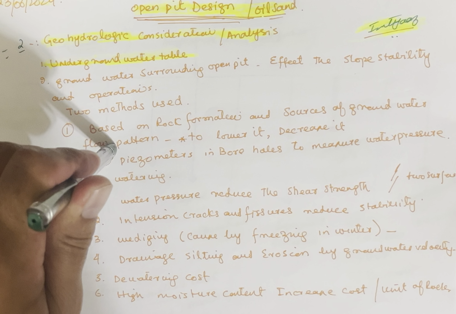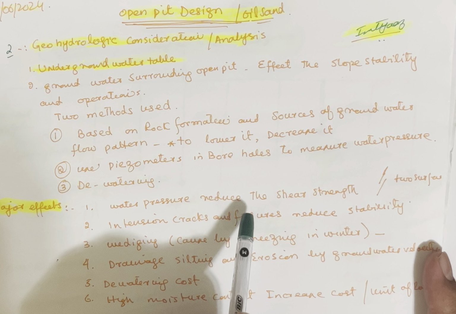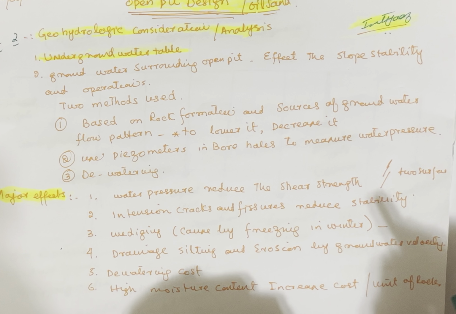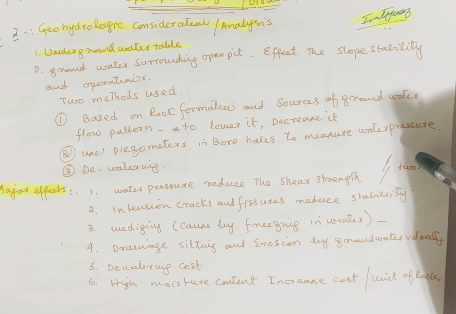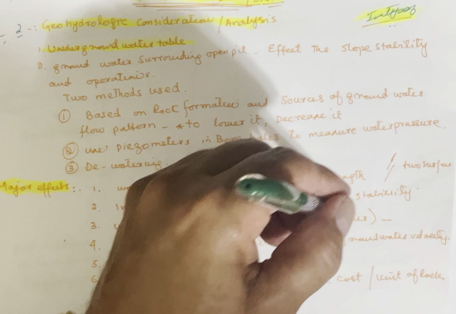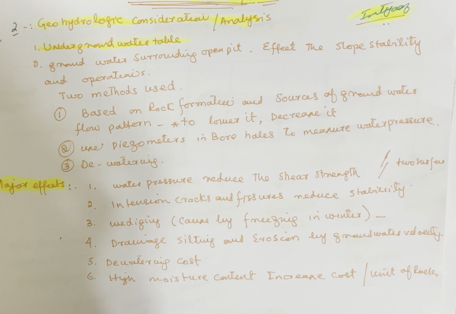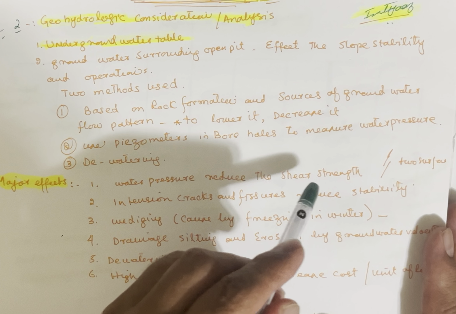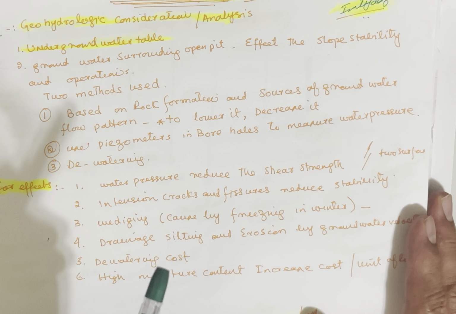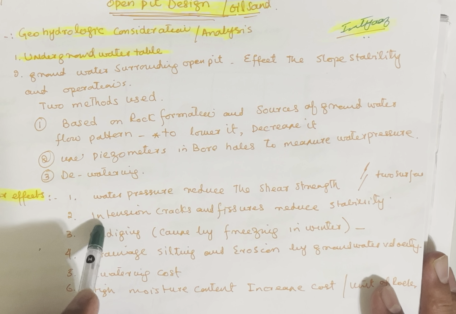What are the major effects of this water? Water pressure basically reduces the shear strength of weak surfaces. If there are two planes, and there is silt or some other sediment between the two surfaces, when the water goes in, the strength decreases and there is a chance of failure and sliding. So water pressure reduces the shear strength of the surface and reduces the slope stability of our open pit bench wall.